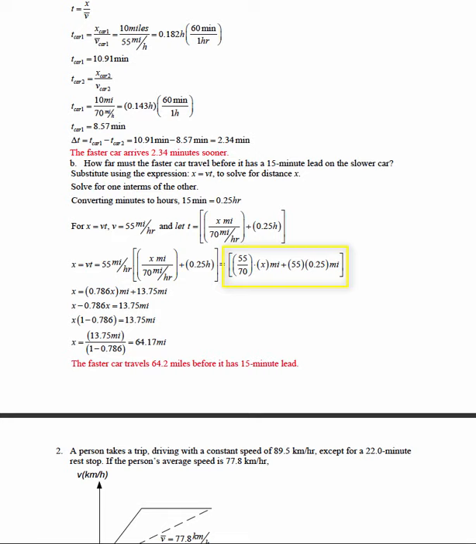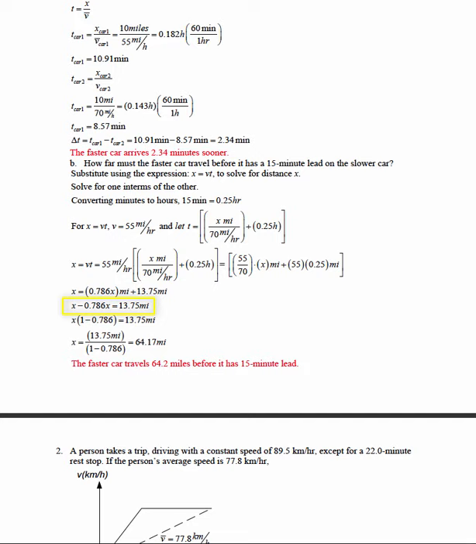Multiply that times the unknown x miles, and then we are going to add the terms when we multiply this through here, and 55 times a quarter, and in terms of miles now, because our hours cancel out. So the expression now simplifies to x is equal to 0.786 times x miles plus 13.75 miles. Okay, so all we've done is simplify this term and this term.